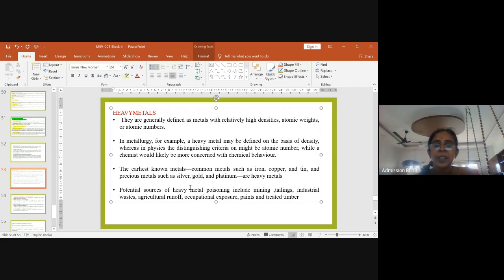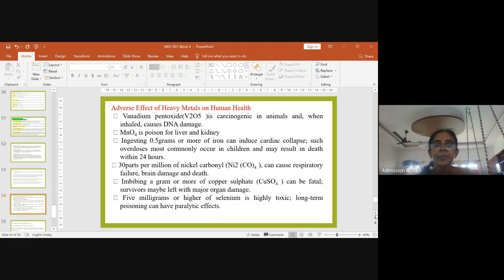So the sources of heavy metal poisoning include mining, industrial waste, agricultural runoff, occupational exposure, paints, and treated timber. So, what is the adverse effect of heavy metals on human health? You have a number of heavy metals, of which vanadium pentoxide is carcinogenic to animals, and when it is inhaled, it causes DNA damage.